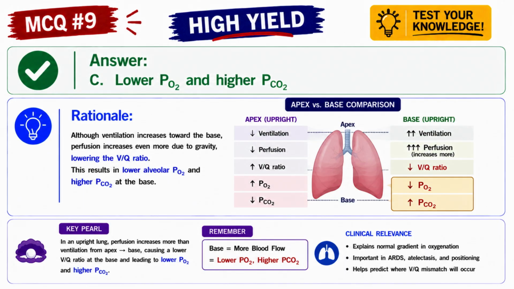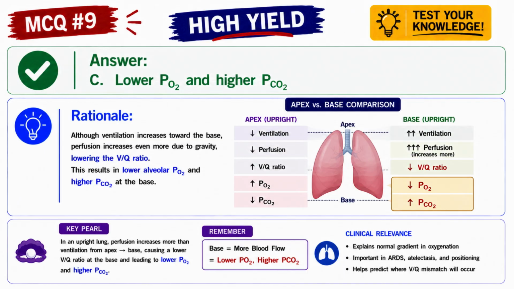Here's why. This seems counterintuitive at first. The base has more ventilation than the apex, so why does it have lower PO2 and higher PCO2? The key is V/Q ratio, ventilation divided by perfusion. Both ventilation and perfusion increase from apex to base in an upright patient, but perfusion increases much more dramatically than ventilation does. At the apex, ventilation is reasonable, but perfusion is very low. V/Q ratio is high, approximately 3 or more, relatively more ventilation than perfusion.